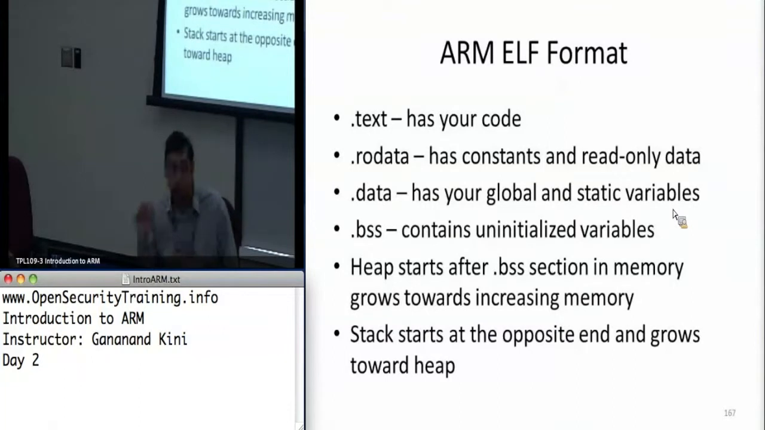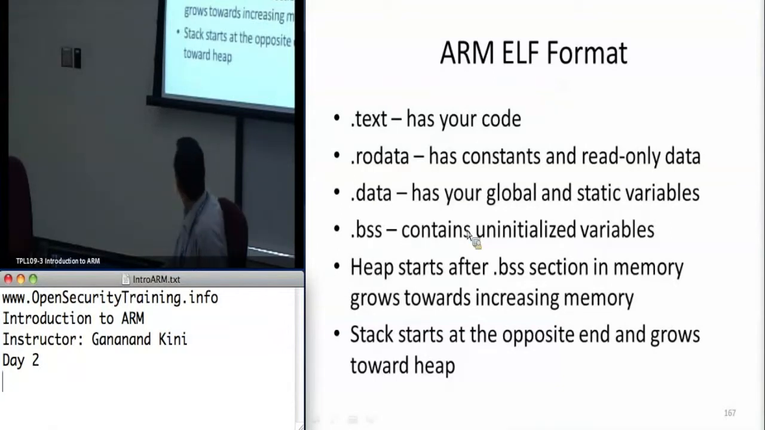So the .text section in the ELF binary is essentially what has your code, the opcodes that the ARM processor actually acts on. The RO data is your read-only data section, so things like constants are put in this section. So if you remember our Hello World program, in the .rodata section in your object dump, you would see the Hello World string located in this section.